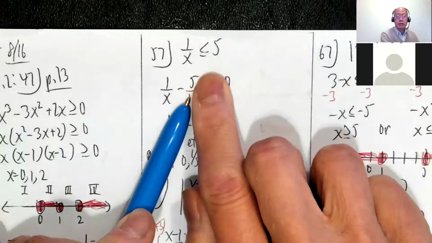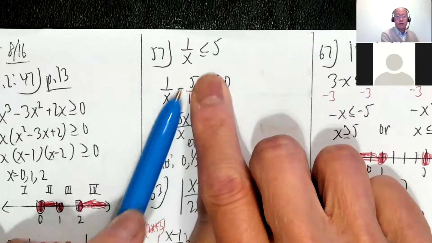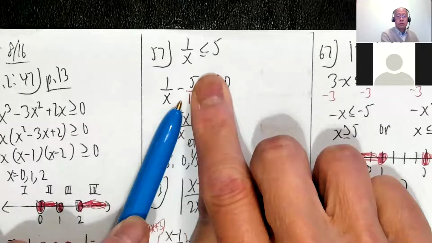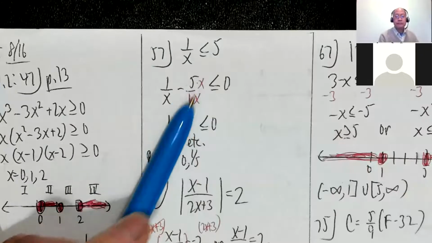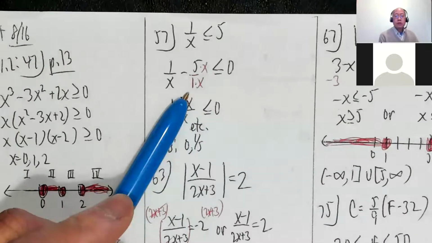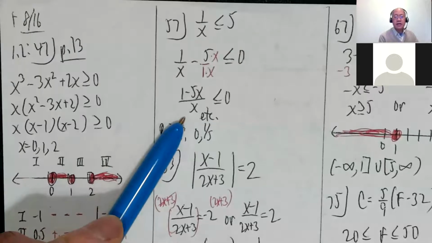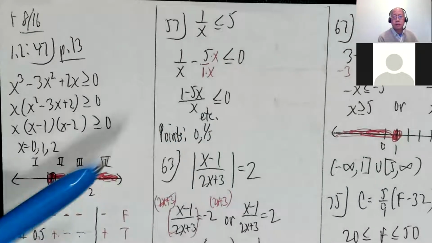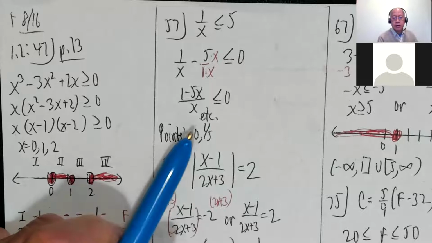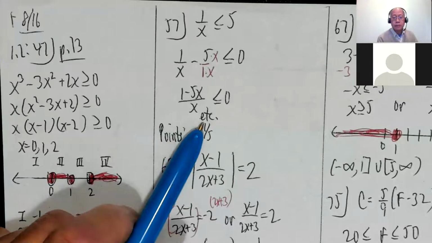And now I need a common denominator. 5 is like 5 over 1. I multiply top and bottom by x. So it gives me 1 minus 5x over x is less than or equal to 0. And so on, you work out the rest of that.